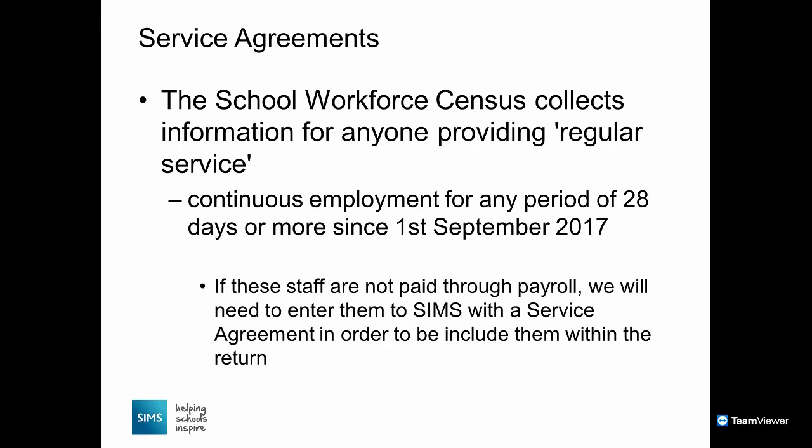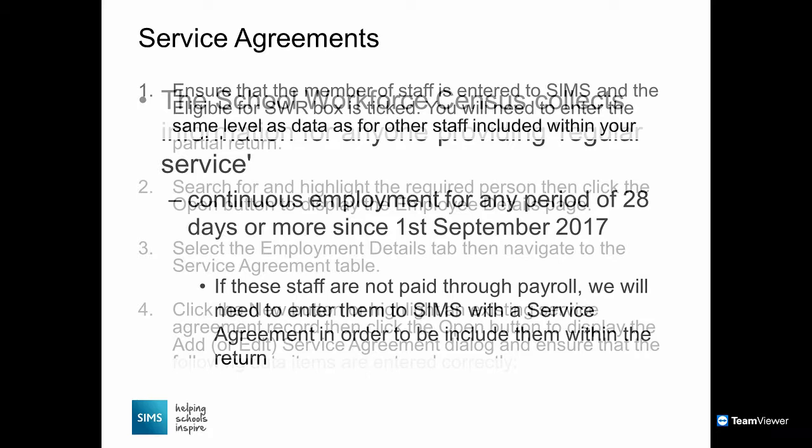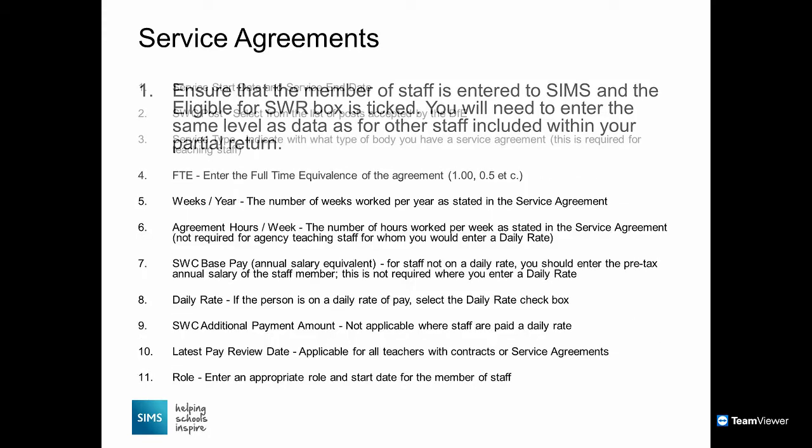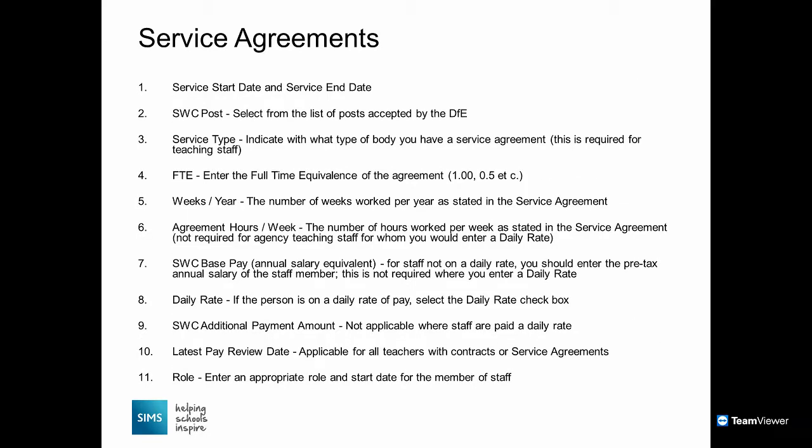So if these staff are not paid through payroll, you've got to enter them to SIMS with a service agreement in order to include them within the return. Basically, you'll need to ensure that the member of staff is entered to SIMS and the eligible for SWR box is ticked. The same level of data that you enter for any other member of staff needs to be in for them. You've then got to record a service agreement in their contract area, in the employment details area of the person record.